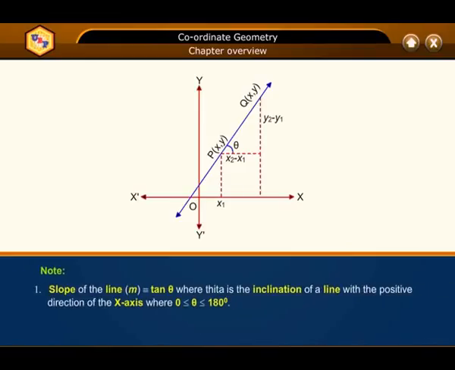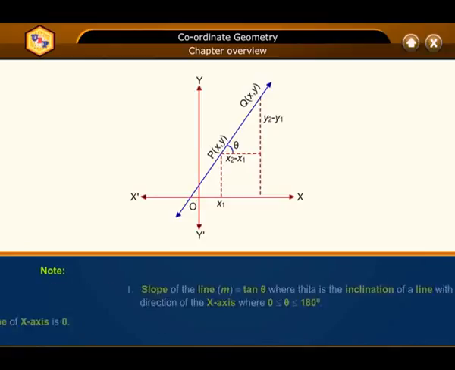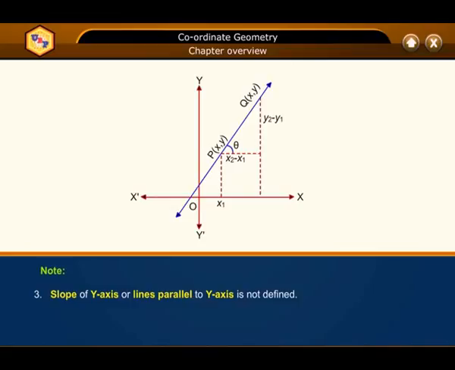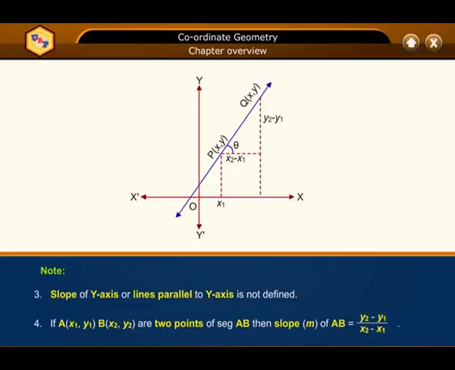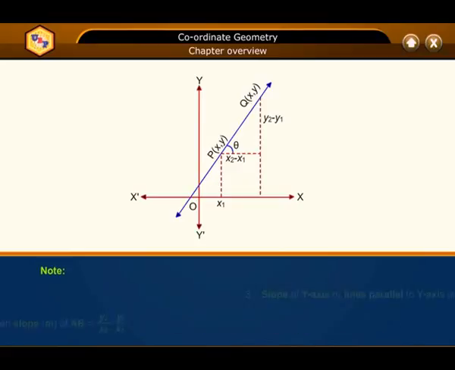Note, slope of the line m = tan theta, where theta is the inclination of a line with the positive direction of the x-axis, where 0 ≤ theta ≤ 180 degrees. Slope of x-axis is 0. Slope of y-axis or lines parallel to y-axis is not defined. If A(x1, y1) and B(x2, y2) are 2 points of segment AB, then slope m of AB is equal to (y2 - y1)/(x2 - x1).